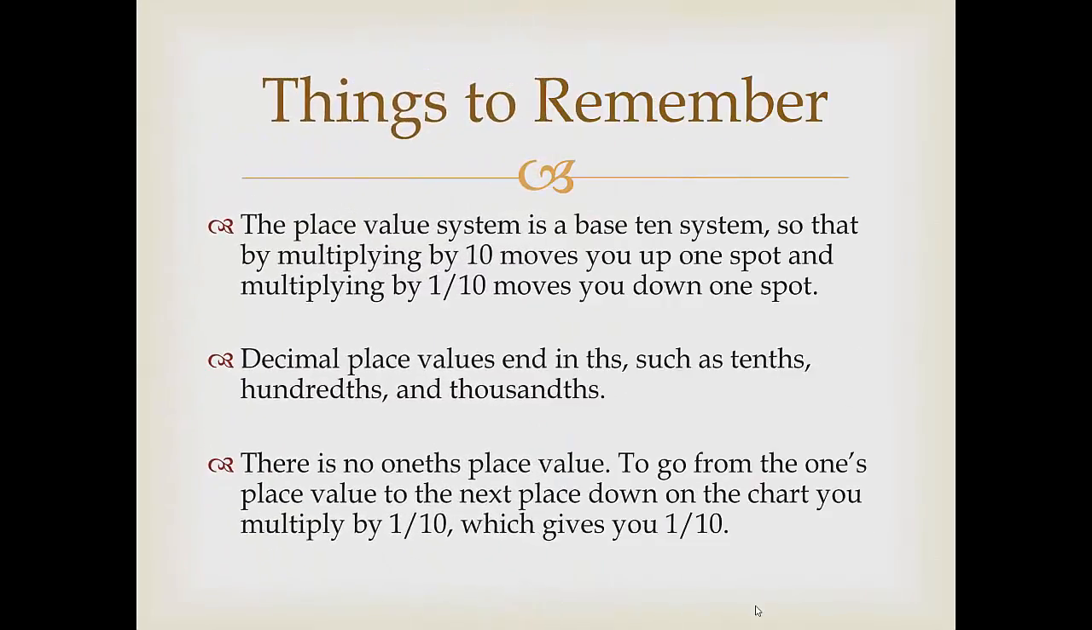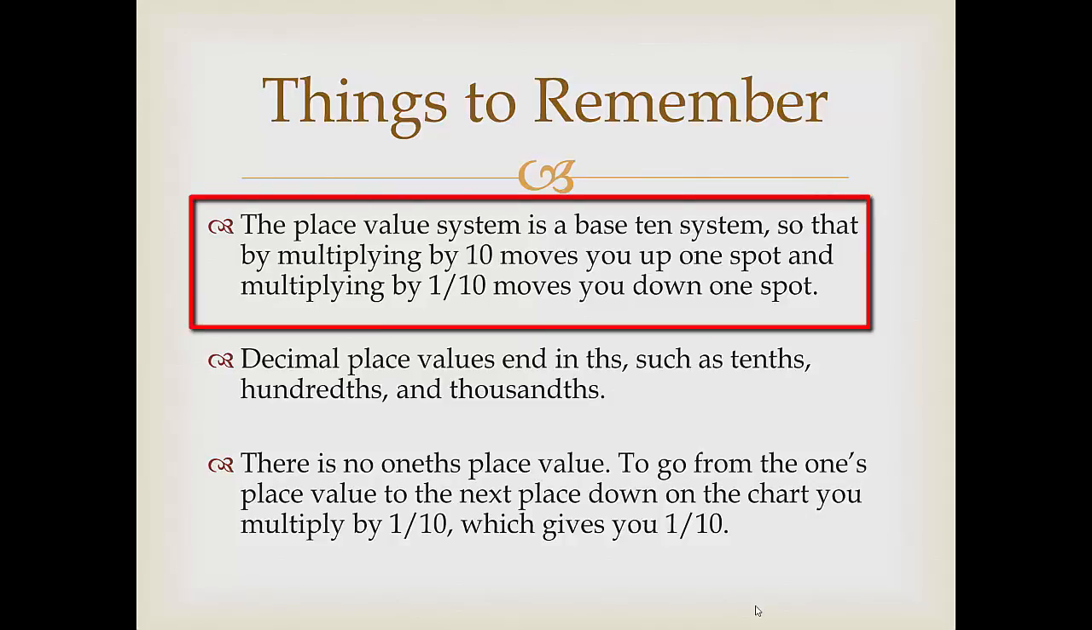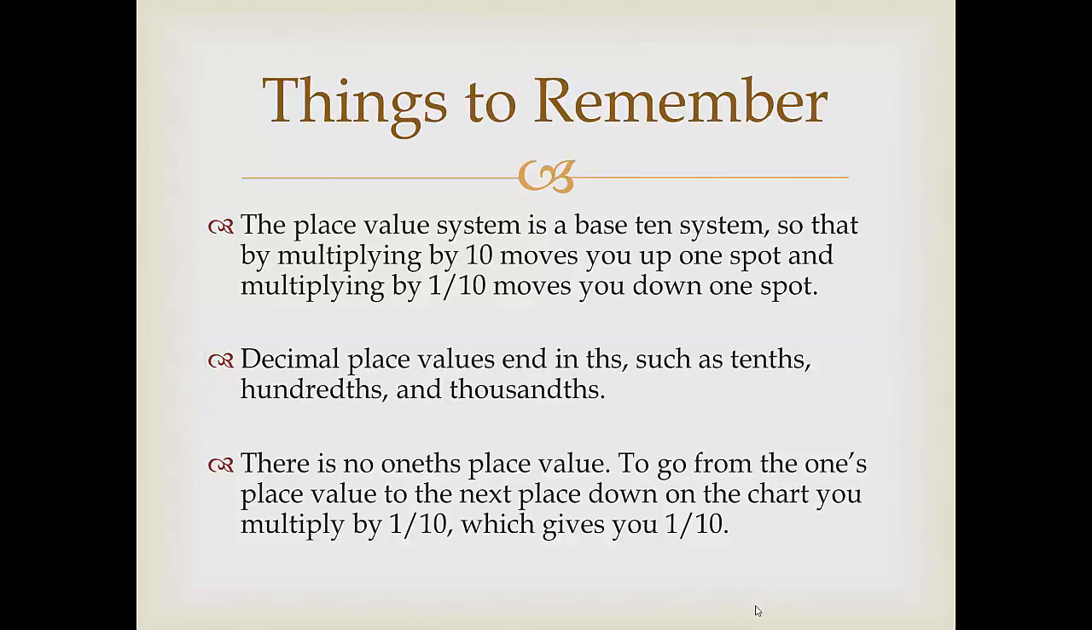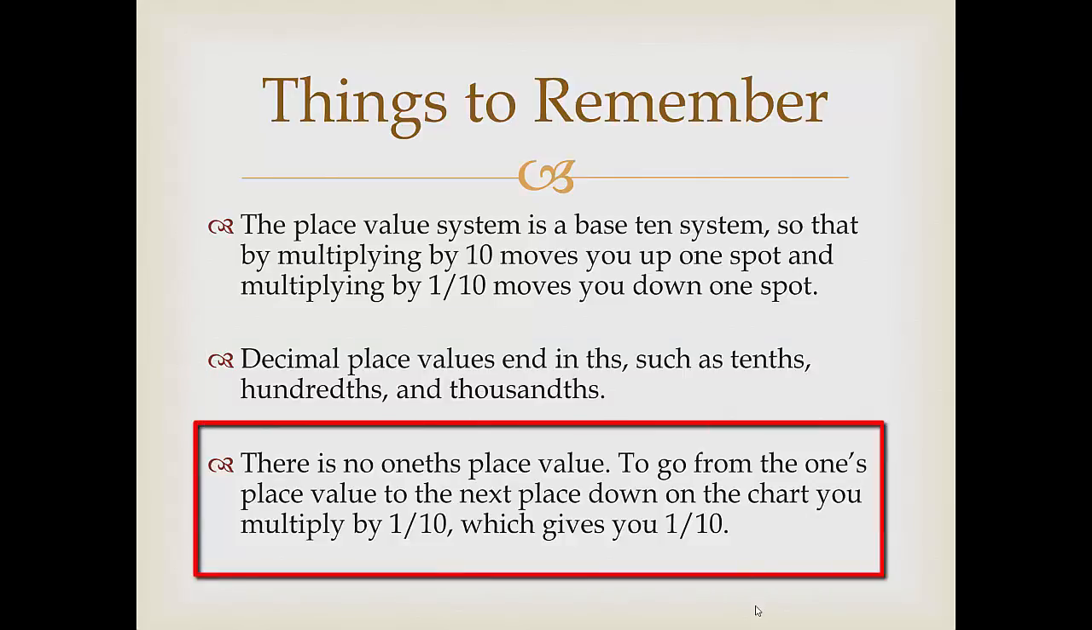3 things I want you to remember specifically from this video. First, I want you to remember that the place value system is a base 10 system, so that multiplying by 10 moves you up 1 spot on the place value chart, and multiplying by 1/10 moves you down 1 spot. Second, I want you to remember that decimal place values end in a THS, such as tenths, hundredths, and thousandths. And finally, that there is no once place value. It's impossible to get a once place value.